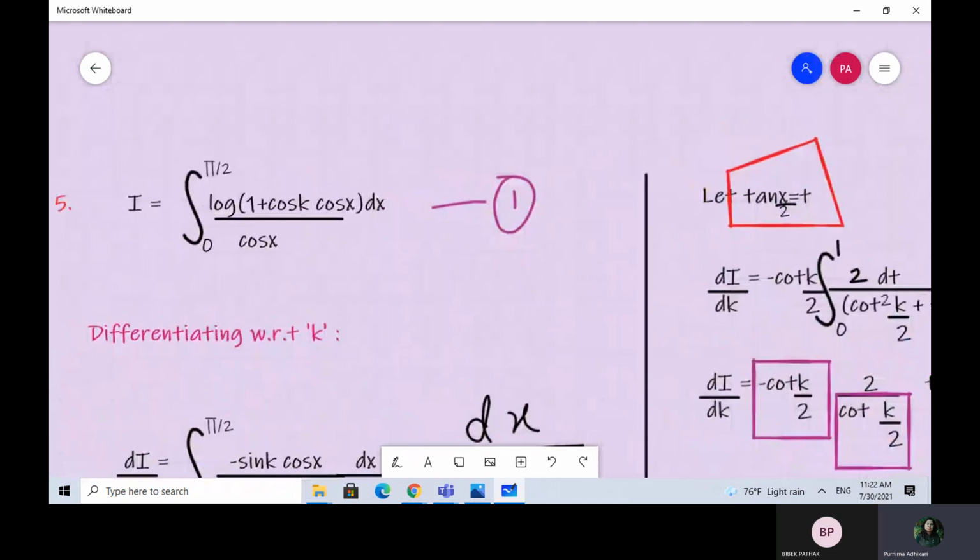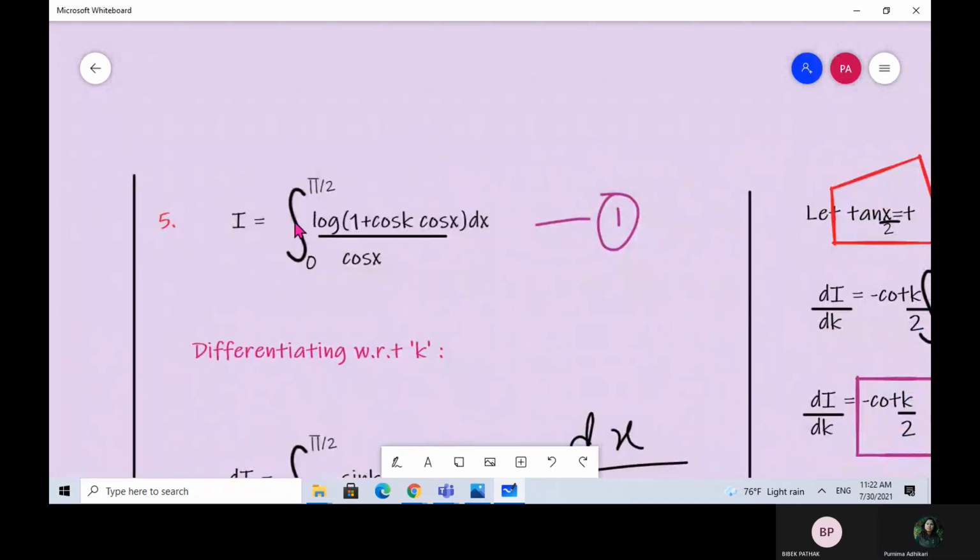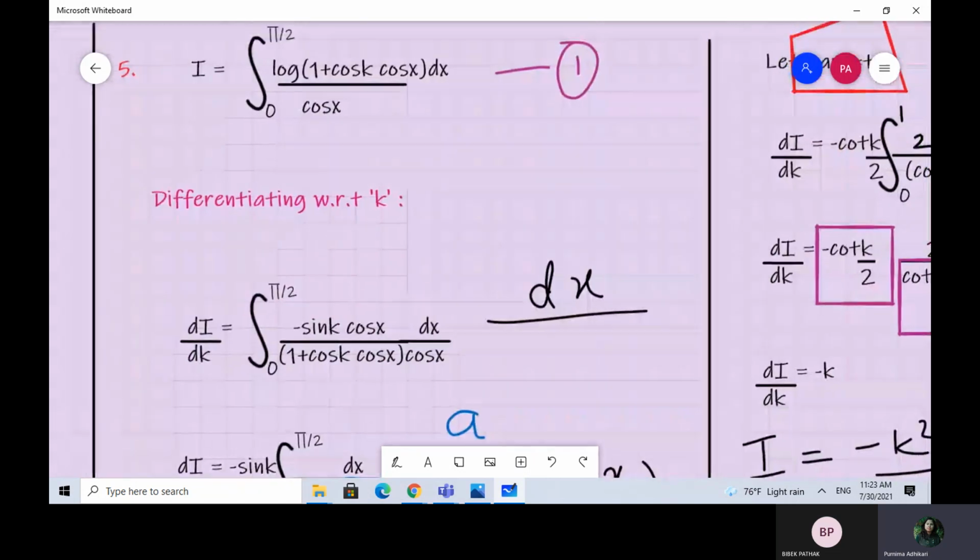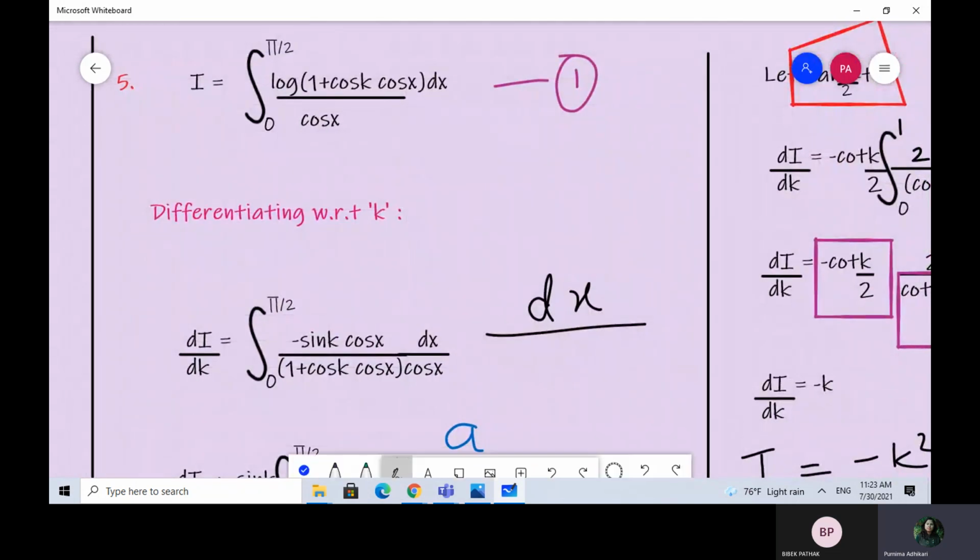So now let's come to this one. I equals integral from 0 to pi by 2 of log of (1 plus cos k cos x) over cos x. Here you have only one parameter, so there is no need to choose. Simply differentiate with respect to k. So differentiating with respect to k. Next step, look at it on your own. I'm not going to say anything.